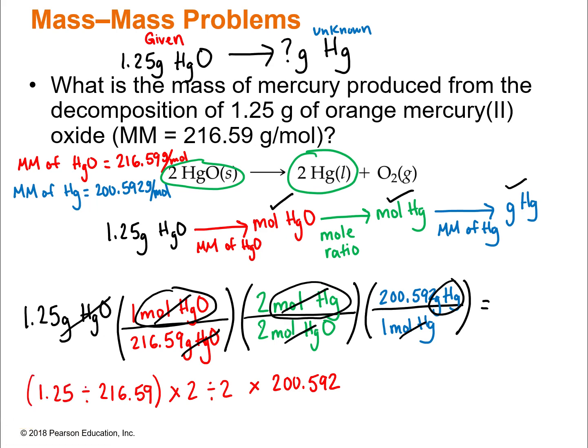When you do all that fun math, you end up with 1.16 grams of mercury. Don't forget units. I don't know that 1.16 is in grams unless you tell me. So please tell me. I need to know.